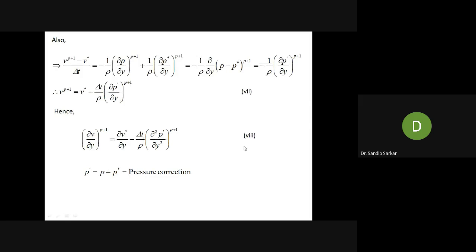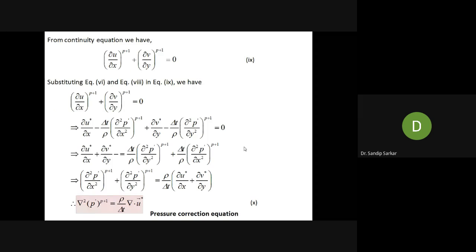Now let us go back to our continuity equation. What is the continuity equation? ∂u/∂x plus ∂v/∂y equals 0. This is the continuity equation. At the present level, I am writing ∂u/∂x at p+1 plus ∂v/∂y at p+1 equals 0.